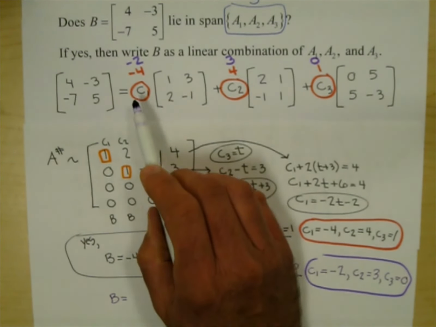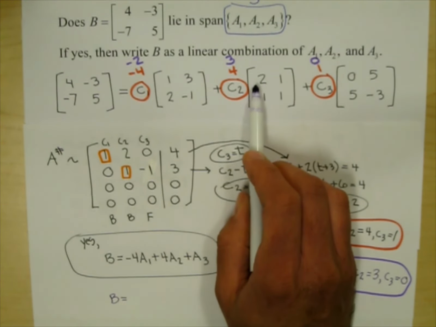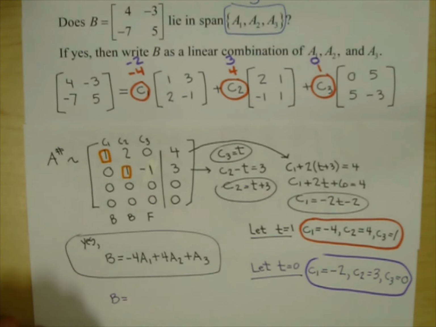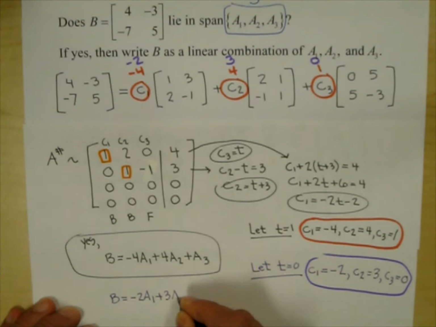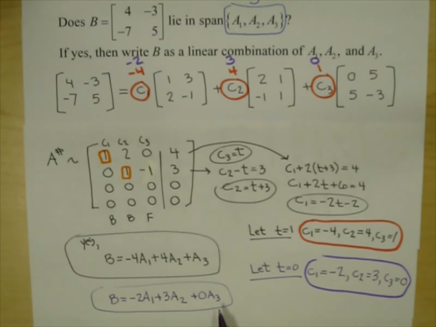And you can check this out. I mean, look at the first thing. It says -2 times 1 plus 3 times 2. So that's 6 minus 2, which is 4. And then you can do that. So we have -2A1 plus 3A2. And then you don't need to write this, but plus 0A3. So that's another answer you could give. There's infinitely many answers you can give.